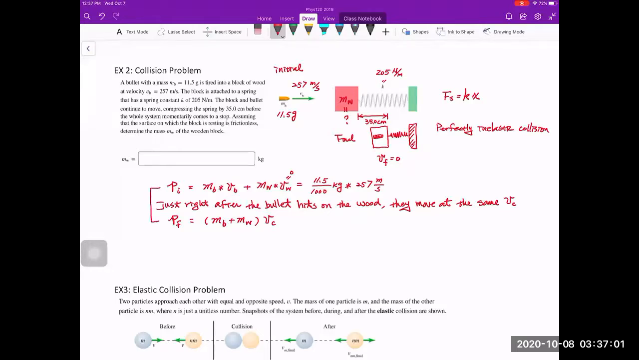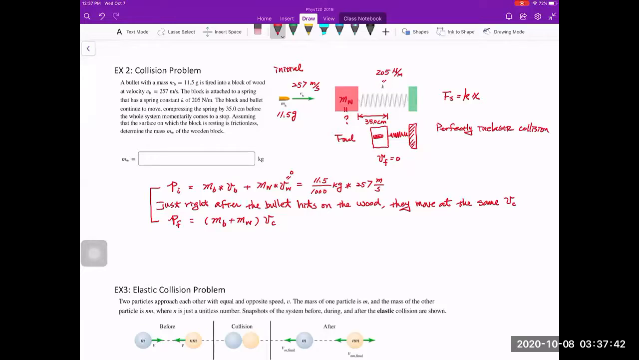During the collision, you can use the conservation of momentum. Because it's a perfectly inelastic collision, but that doesn't matter for the momentum, you can simply use the momentum. So that's before the collision and just right after the collision. Then you can use this equation to find the speed after the collision.